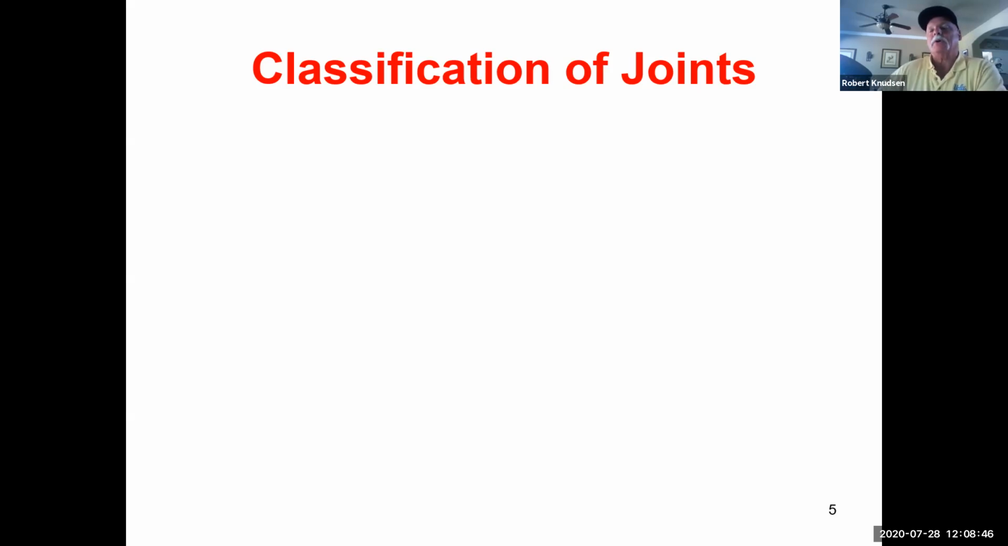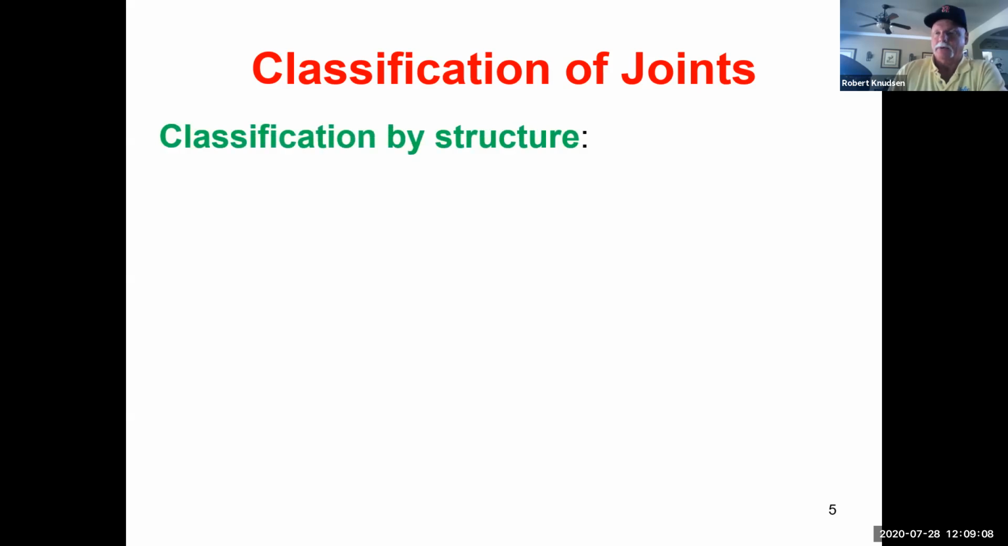Okay, classification of joints. Remember, there was two ways. One was by how much does it move? We said that was function. And the second one is what holds it together. Yes, and we said that was structure. Remember the fibrous, cartilaginous, and the synovial? Okay, so we're going to go into detail on that.